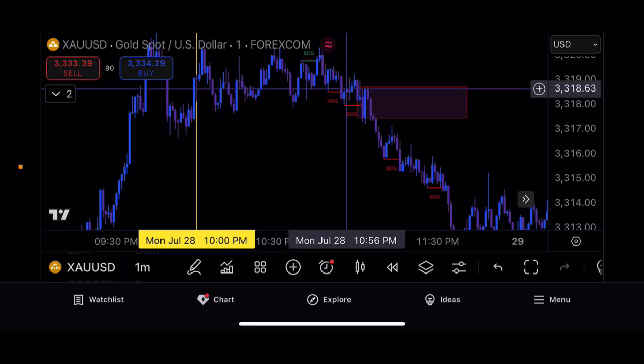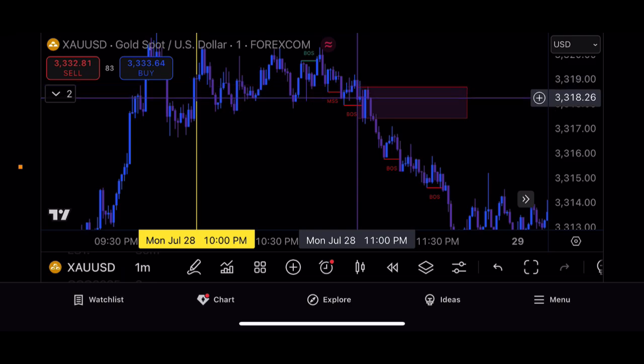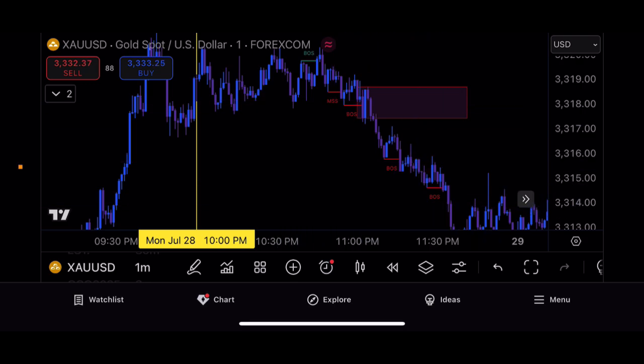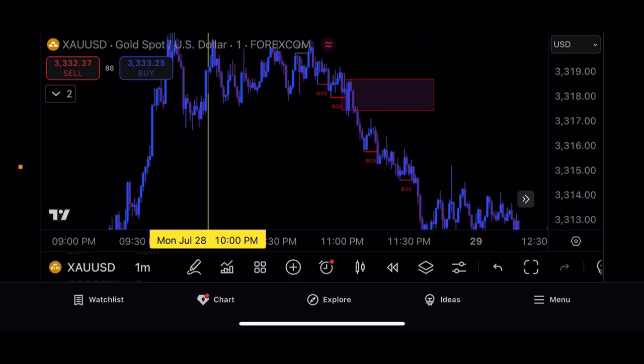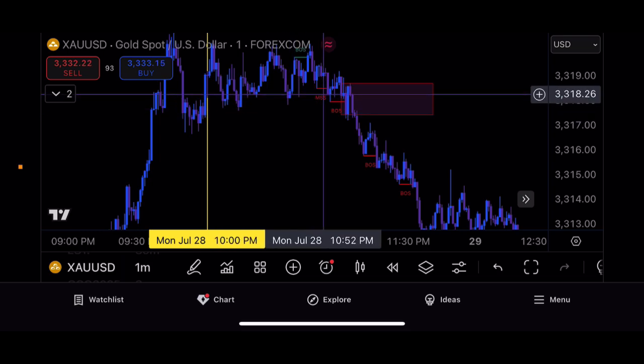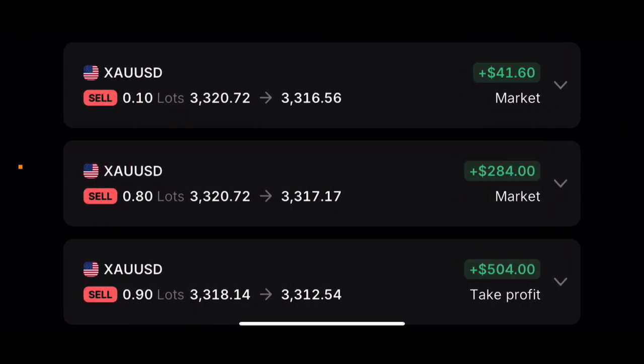I didn't get in on the retest up here. I got in when this candle right here closed as an engulfing. And then I wrote it down. I believe I got in right in here, 33.18 maybe. So let me check it. Yeah, 33.18.